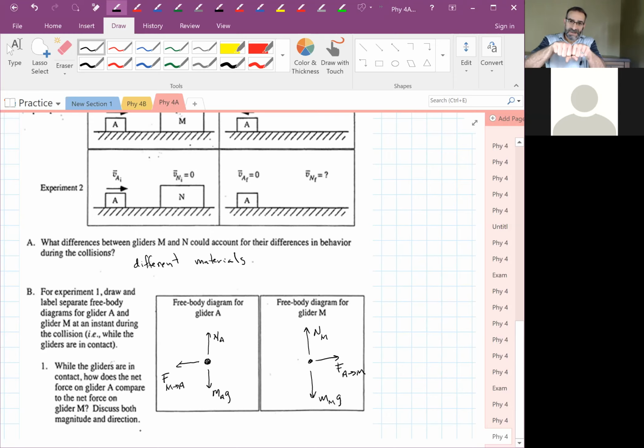And now they start to come apart. The two blocks are moving in opposite directions. They start to come apart. The forces become small again. A is only pushing with a small force on M. M is only pushing with a small force on A, but they're always equal and opposite as they come apart. The entire time they are in contact with each other, there's a single interaction taking place there. Those forces are always equal and opposite.